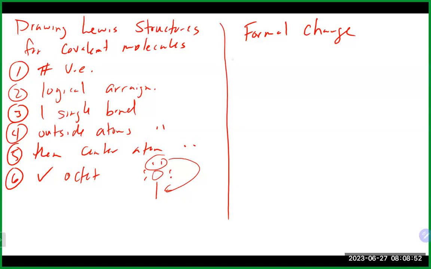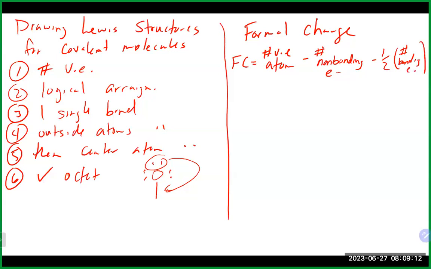To calculate the formal charge, you take the number of valence electrons in the atom by itself, minus the number of non-bonding electrons, and these are total electrons, minus 1/2 the number of bonding electrons. And that will give you the formal charge on each of the elements you could do it for in a Lewis structure picture.